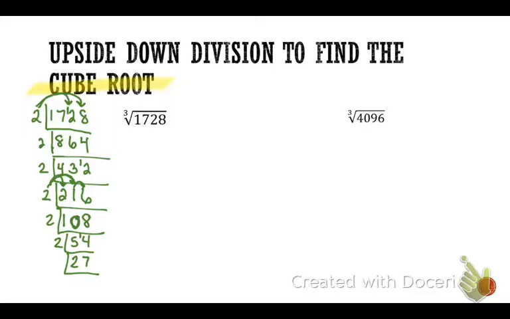Now this number looks familiar. Yes. 3, 9, and then 3 again. For cube root, how many do I need to make a set?